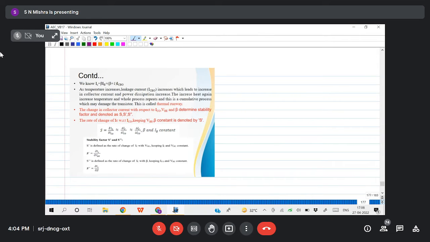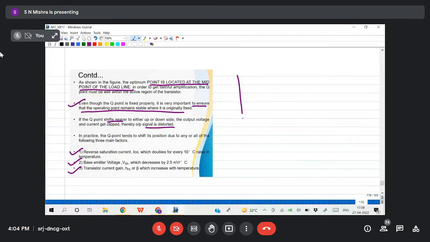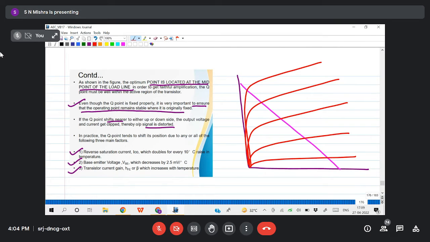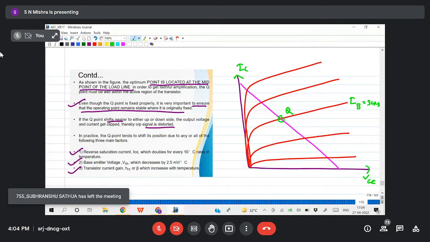So what we'll see, suppose this is my load line and these are the characteristics. Okay, and this Q point I have fixed. This Q point is fixed. This is IB, let us take 30 microampere. This is IC, this is VCE or VEC. Now once I start operating my transistor, then what are the problems that arise?